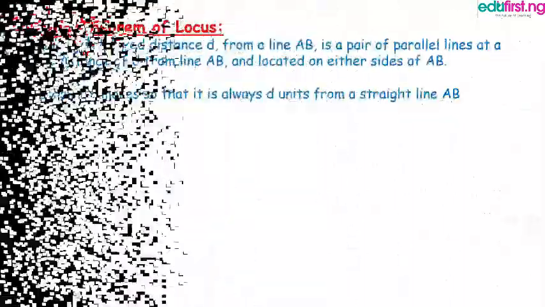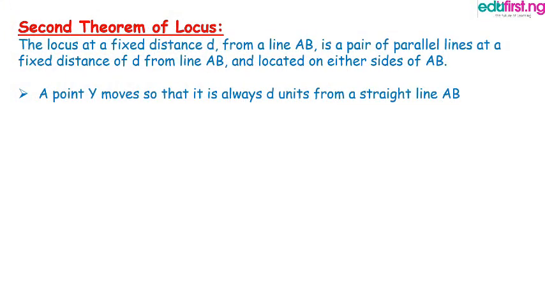For today, we're going to focus on theorem 2 of locus. You can also call it the second theorem of locus, which states that the locus at a fixed distance d from a line AB is a pair of parallel lines at a fixed distance of d from line AB and located on either side of AB. So what this means is that a point can move so that it is always d units from a straight line.